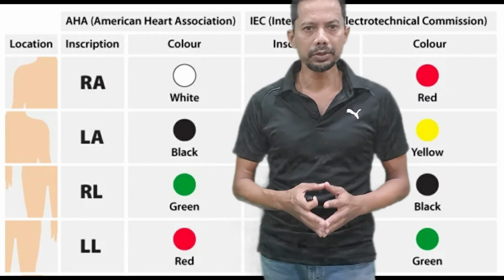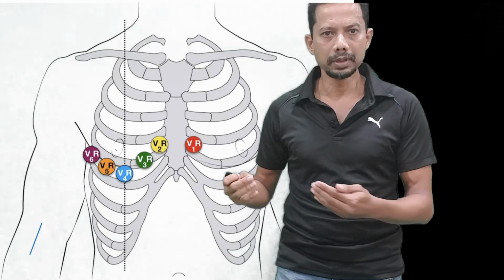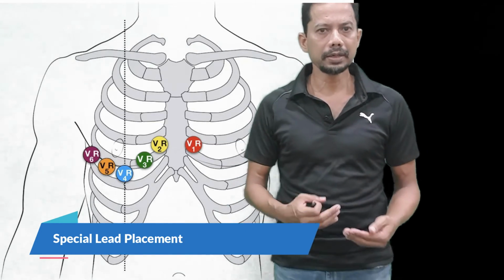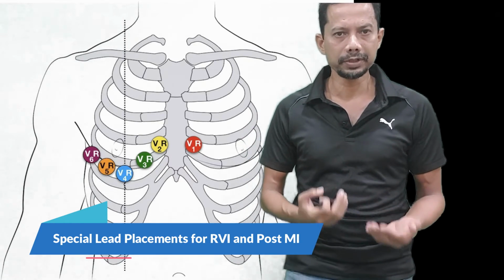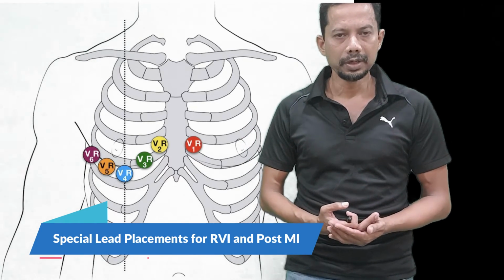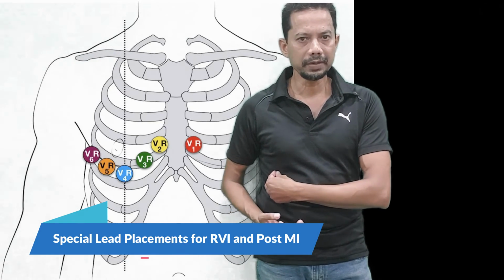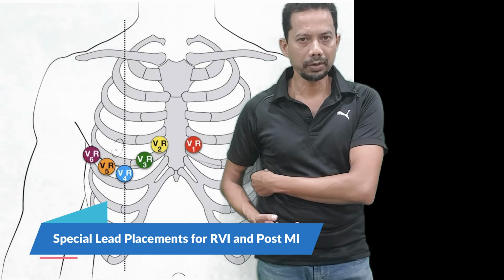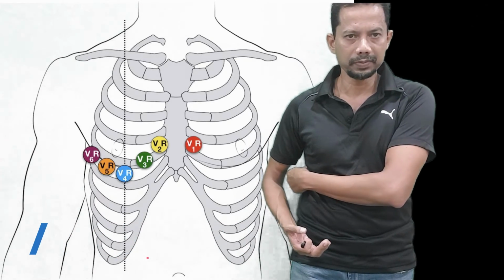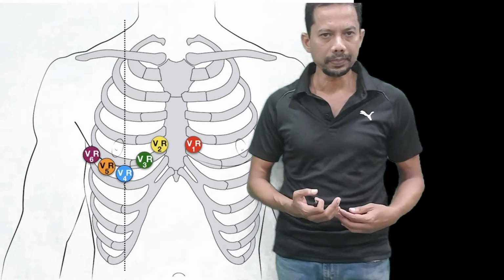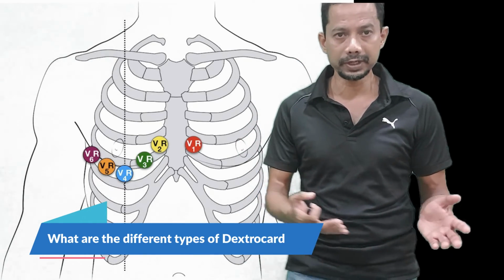Then in certain situations you will want to take some extra recordings, like in right ventricular infarction. If your patient has a right ventricular infarction, or if you are suspecting right ventricular infarction, then you want to see the status of the right ventricle, and then you have to take V3R and V4R on the right side, just like on the left side, in the same intercostal space, V3R, V4R, but on the opposite side. And similarly for dextrocardia, if the patient has a true dextrocardia, there are different types of dextrocardias.